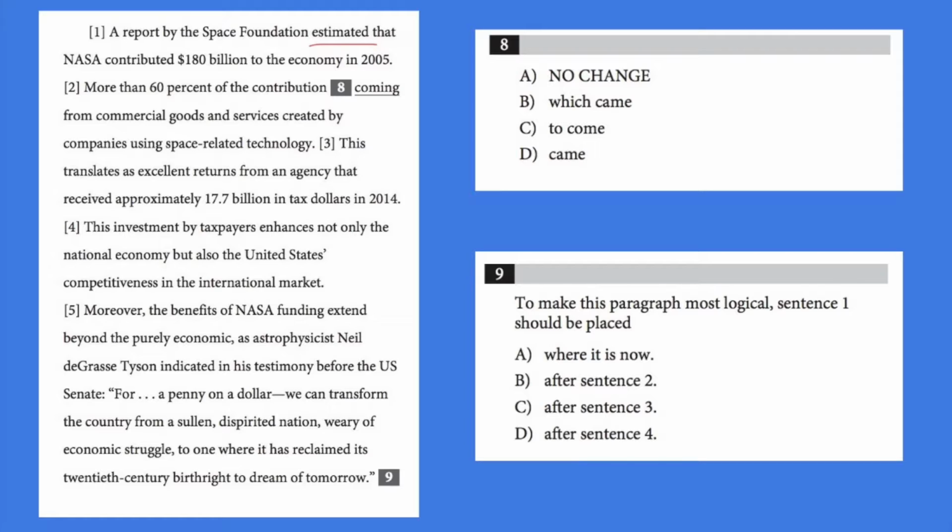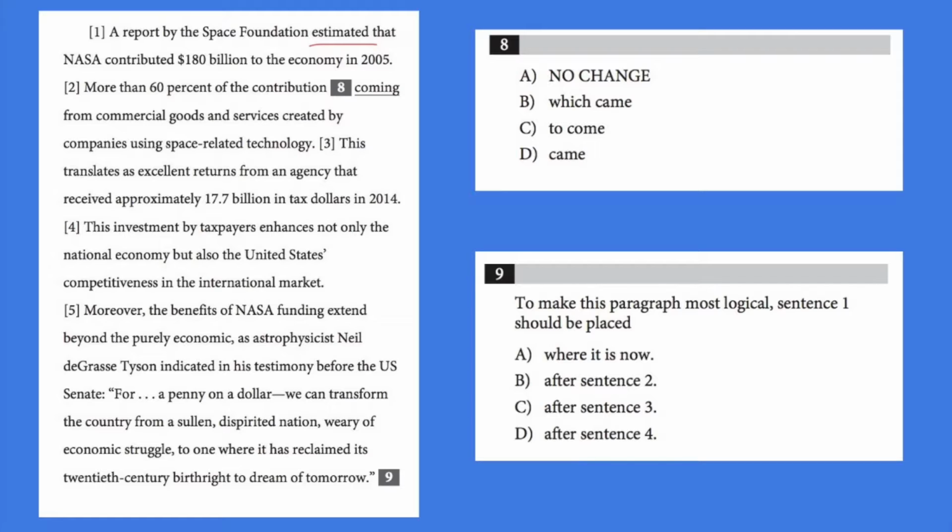Let's begin. A report by the Space Foundation estimated that NASA contributed $180 billion to the economy in 2005. More than 60% of the contribution coming from commercial goods and services created by companies using space-related technology. So here we can stop for question 8.